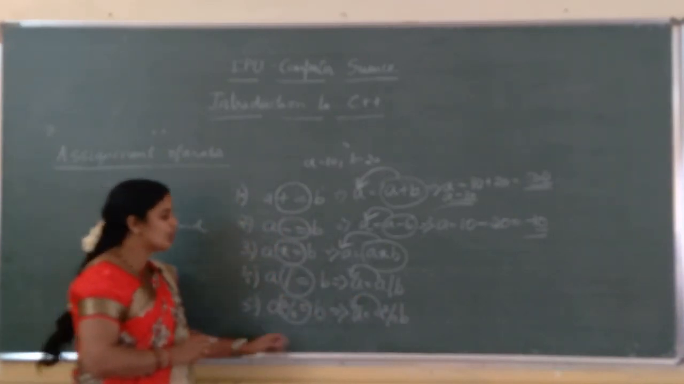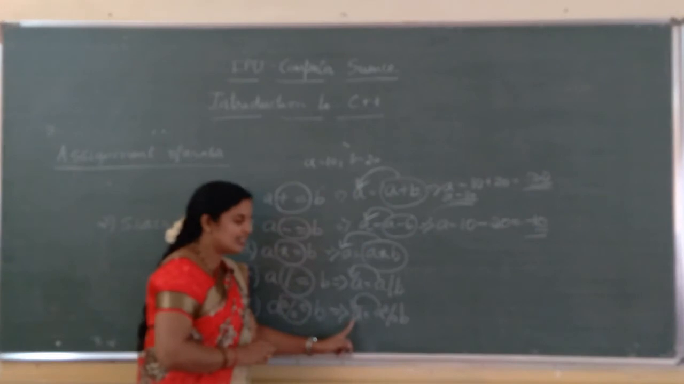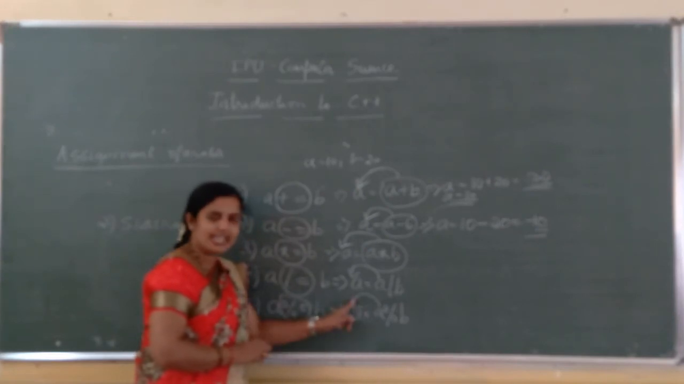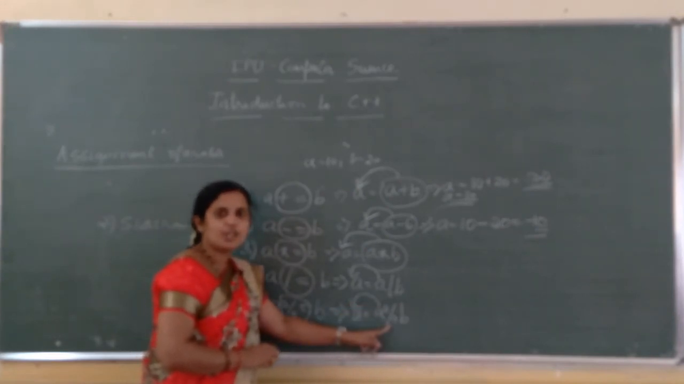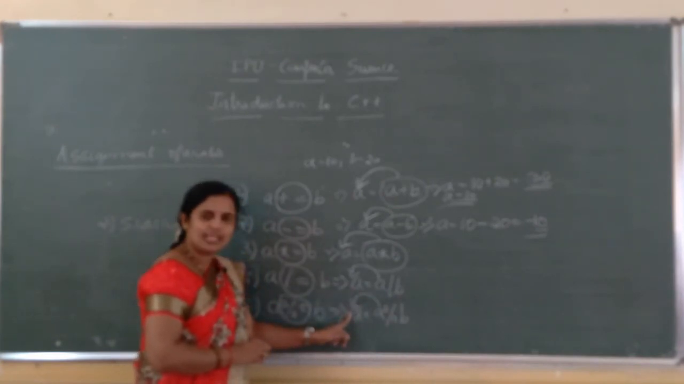The mod operator finds the remainder of A divided by B and the remainder will be stored in A. Is it clear? The mod operator gives the remainder of integer division. Okay, that remainder will be assigned to A.